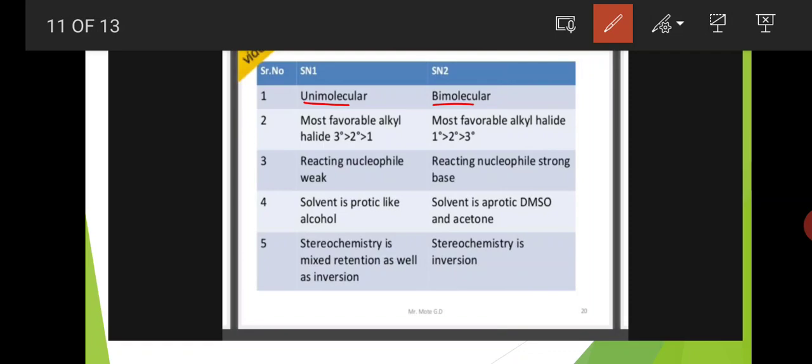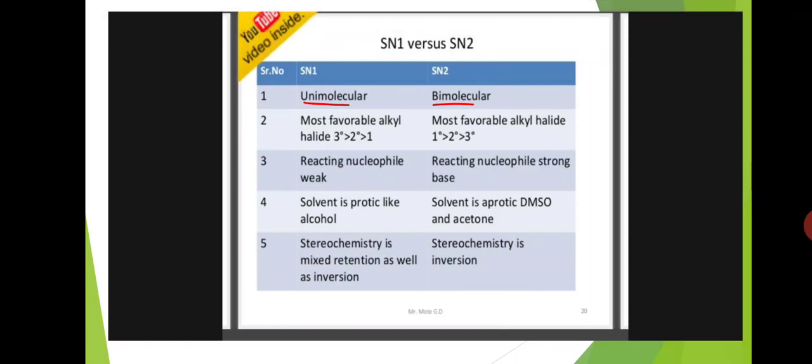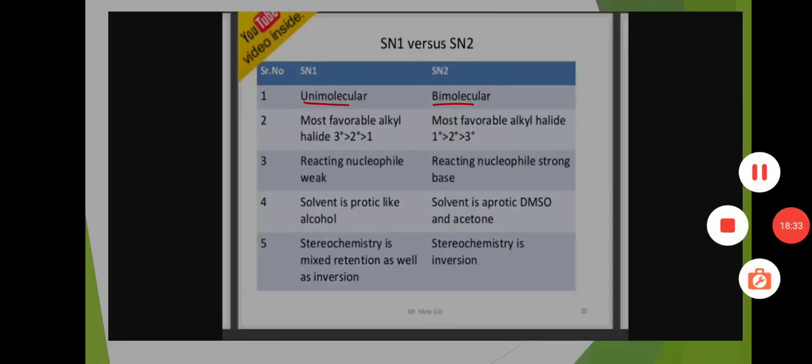In SN1 the stereochemistry is mixed, retention as well as inversion. In SN2, inversion is compulsory because the nucleophile attacks from the back side of the alkyl halide, so the inversion product is formed. In SN1 both front side and back side attack are possible, but in SN2 only back side attack occurs. These are the differences between SN1 and SN2 reactions.